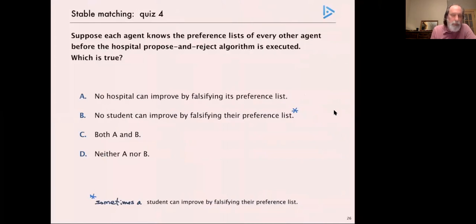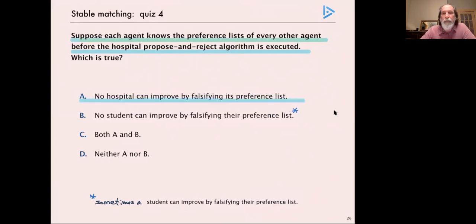Okay, another little collection of questions. Suppose each agent knows the preference lists of all the other agents before the algorithm is executed. And so imagine you know that, maybe you can trick the algorithm by lying about your preferences if you know everyone else's preferences. So which of these is true? A, no hospital can improve by falsifying its preference list.